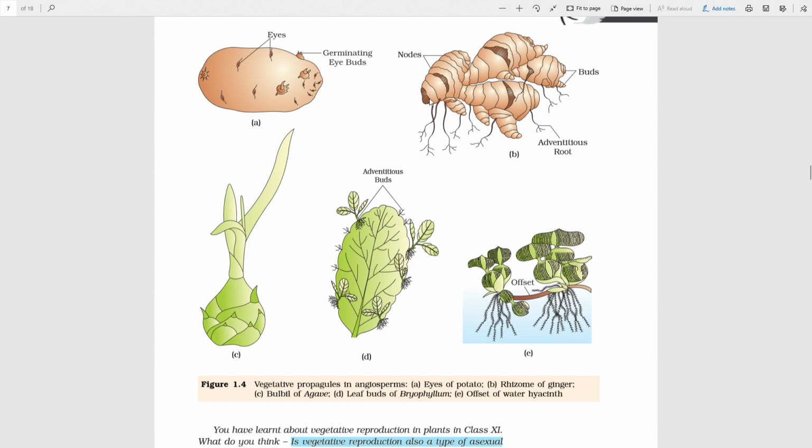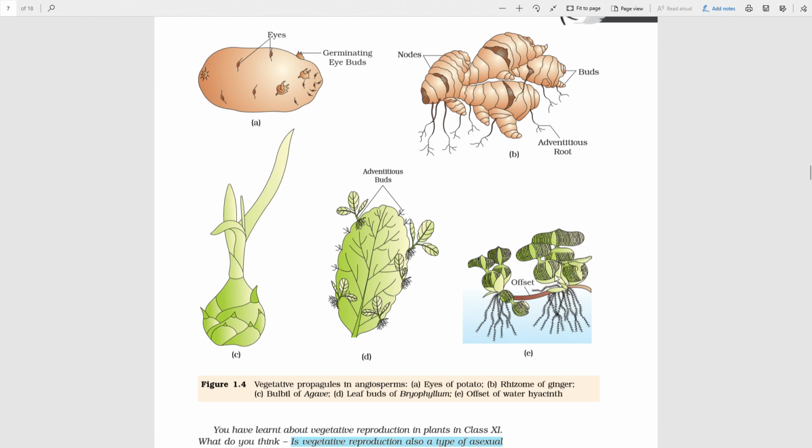In the rhizome, all these adventitious roots and the buds on the ginger can lead to the propagation of new ginger plants. Then we have the example of bulbil of agave. Then there is bryophyllum, leaf buds. The leaf buds which grow on the margin of the bryophyllum, if we sow them, are vegetative propagules. They grow into new bryophyllum plants. Offset of water hyacinth. Water hyacinth is also known as Eichhornia crassipes. We'll look at it in the next session.